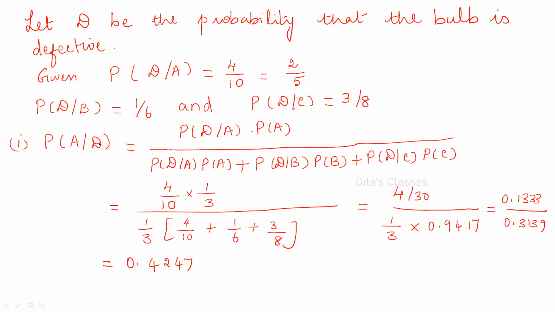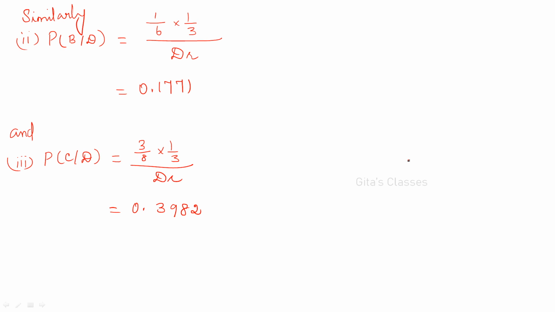Probability of A given D is again Bayes' theorem, and the formula is going to be the same. For the first box, D given A into P of A will be in the numerator. For the second box the second term will be in the numerator, and for the third box the third term will be in the numerator. Substitute the values and find the probability.